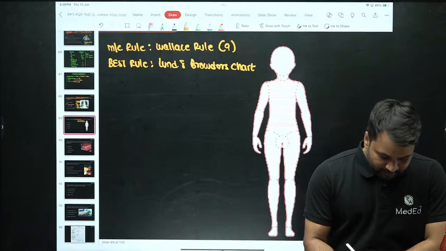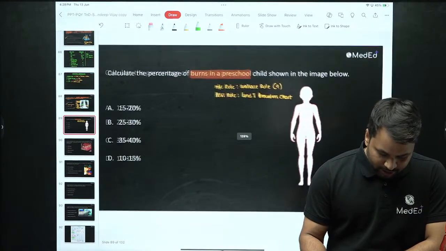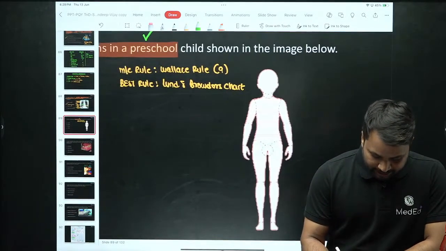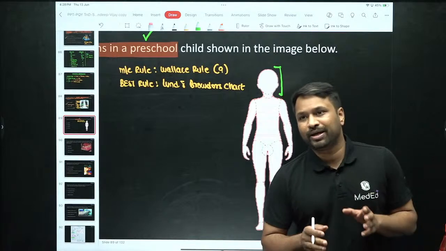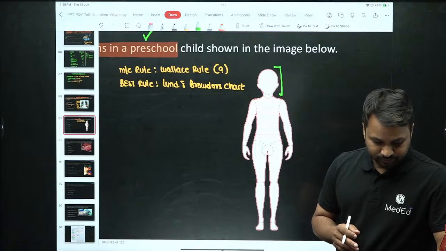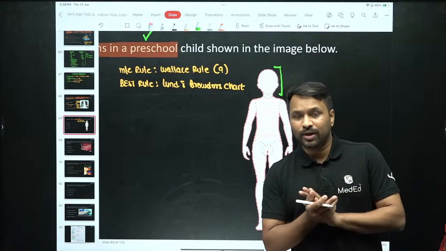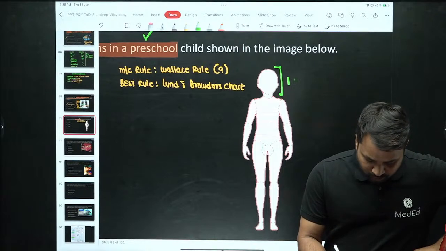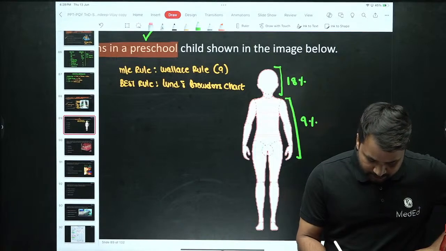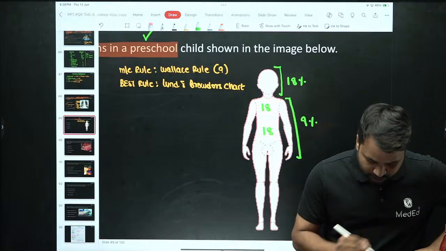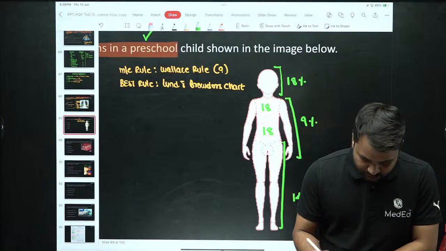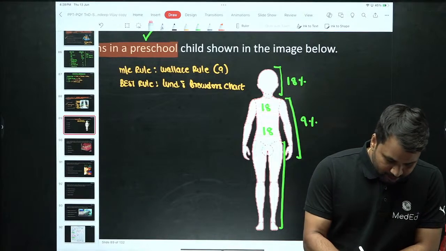Now, in general, when we say the head and neck, we are talking about an adult and a child, it is going to vary. So here we are talking about a preschool kid. In adults, the head and neck is 9%, right? So in the pediatric age group, what is the change that is expected? Quick feedback. Head and neck will become 18%. The upper limb will remain 9%. The anterior trunk is 18. The posterior trunk is going to be 18. The lower limb is going to be 14% each.